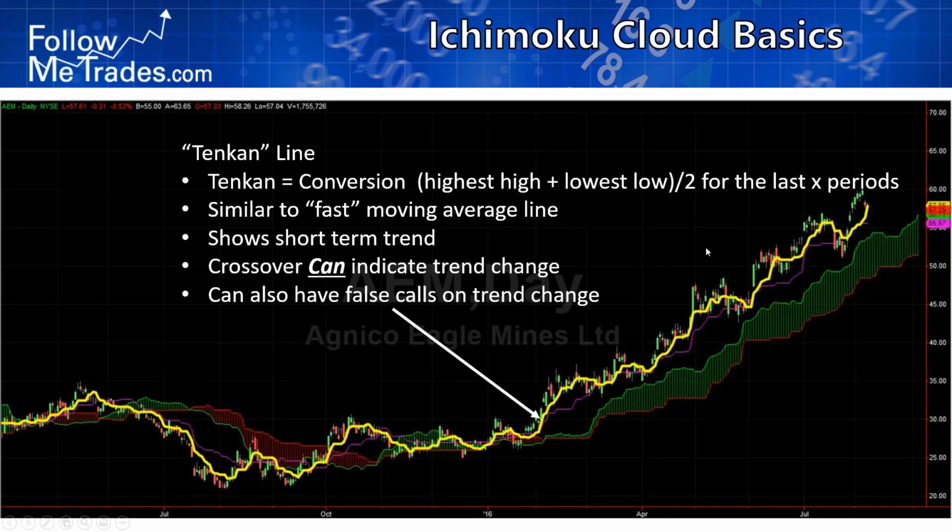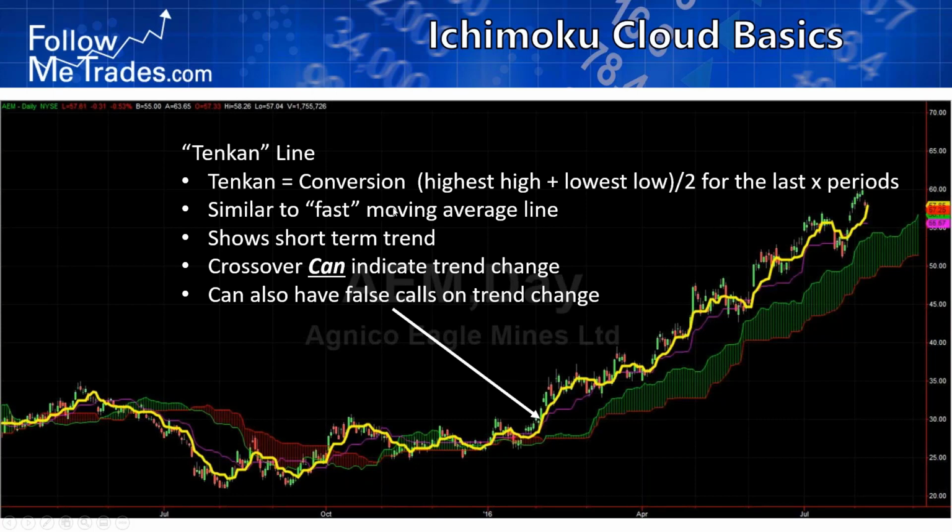So here's kind of what it looks like. And here's some key elements of Ichimoku Cloud. The first is what's called the Tenkan line, or the fast moving average. All right. I've got it highlighted here. It's bolded in yellow. Right. And it's the highest high and the highest low average for the last X periods. And that's the fastest period, the shortest period, right?